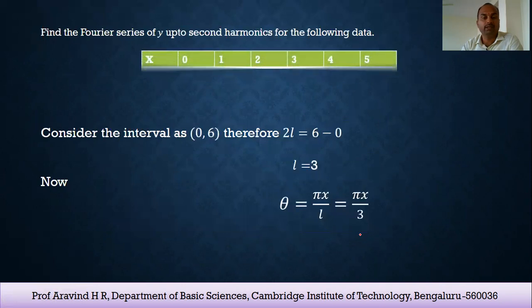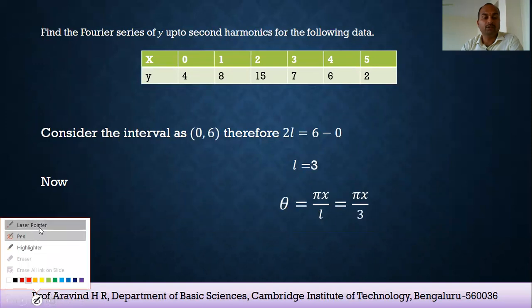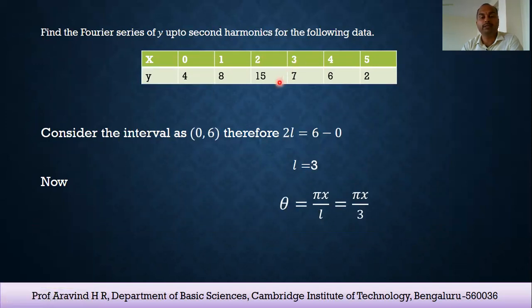So now I'll take up another example. Find the Fourier series expansion up to the second harmonics. Here the x values are equally spaced; it is not in terms of pi or degrees. Now we'll consider the interval as 0 to 6.